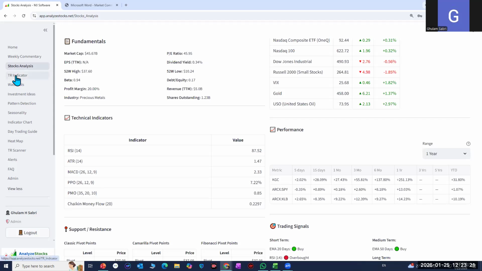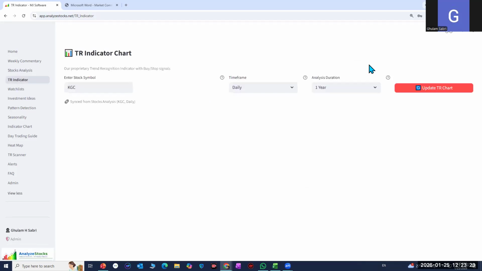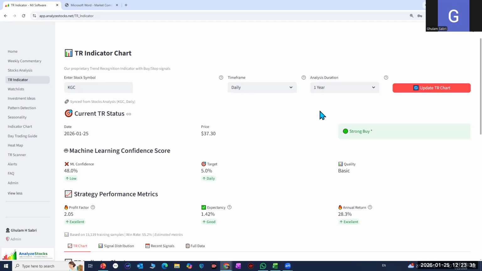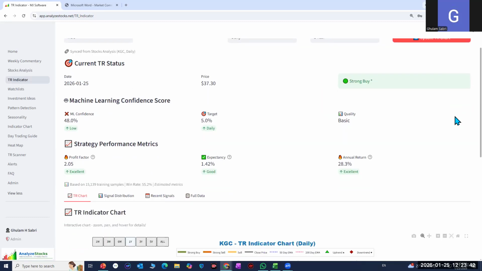Now, we want to use our TR indicator and go one level deeper and then analyze it ourselves. Okay, so we saw that strong buy. If you have chosen a stock in the stock analysis, KGC will automatically update this page as well for you. So update TR chart. Right now, this is the machine learning confidence score. It's slightly on the low side.